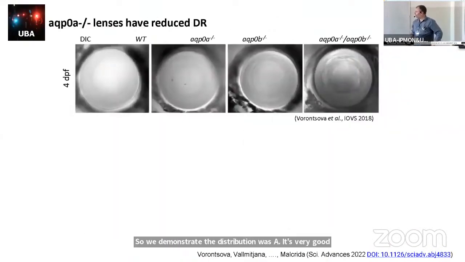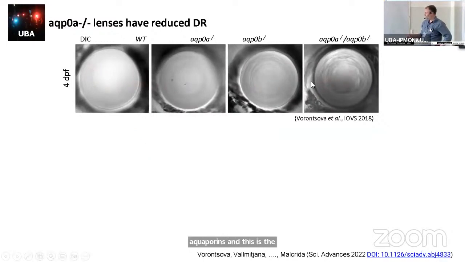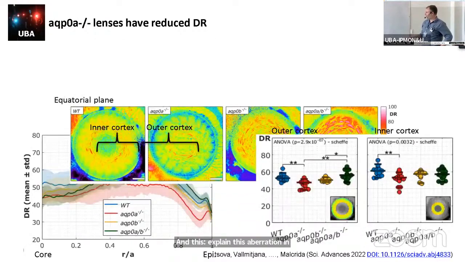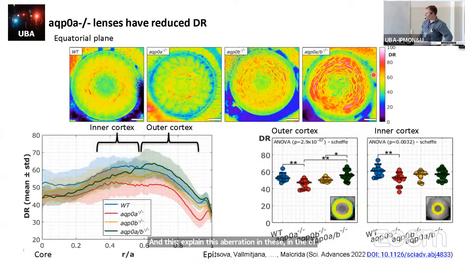And then we jumped into the problem, which was to analyze what happened with the aquaporins. And this is the transmission that was published before with the NIN analysis. And this is what happened with the dipolar relaxation in this situation. You see that the differences are immediately apparent. The worst situation is in the aquaporin double mutant, where you have really high dipolar relaxation. And this explains this aberration in the refraction we see here. But we measured this using this analysis, and we identified that the most important difference happens in the inner and the outer cortex of the interiors.